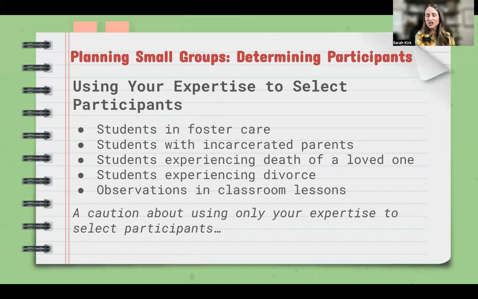But again, just being aware that we don't know everything and that parents don't always report everything, and that there could still be equity issues there, again, if we're only using our expertise to select participants. So what I really recommend is using a well-rounded approach of all of these things we're talking about. Use that data, use referrals from others, use your expertise, all of those things together can really help us to eliminate the potential of leaving out students who need the support.